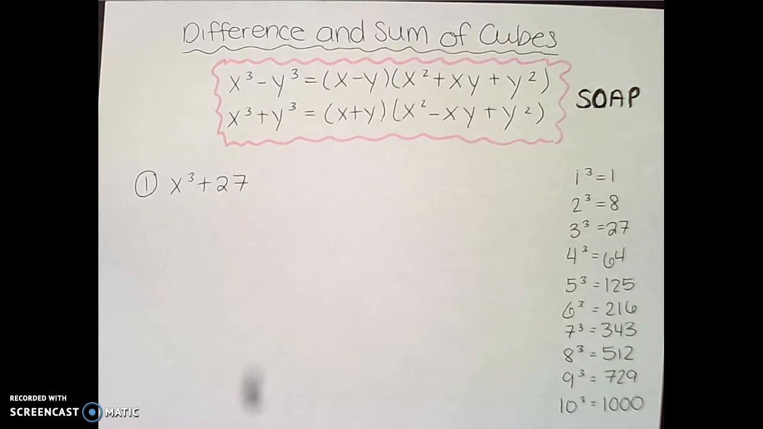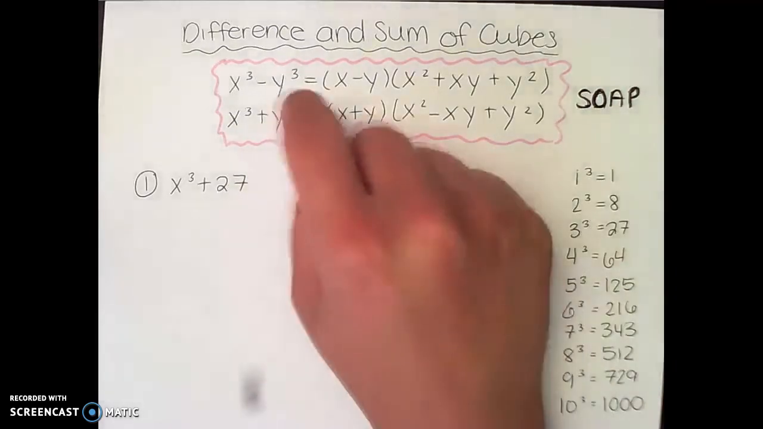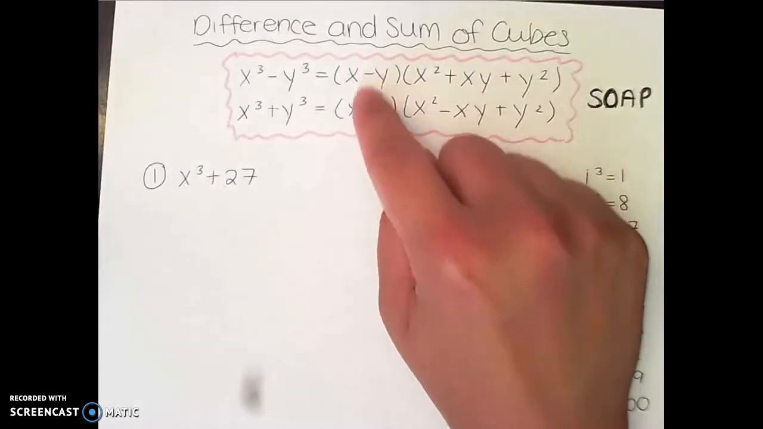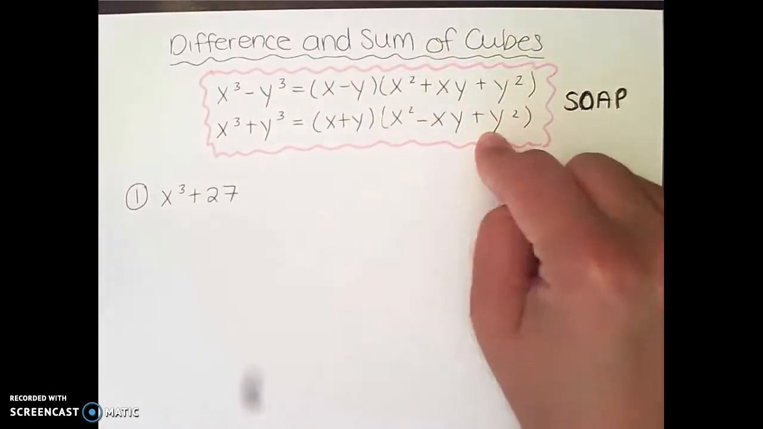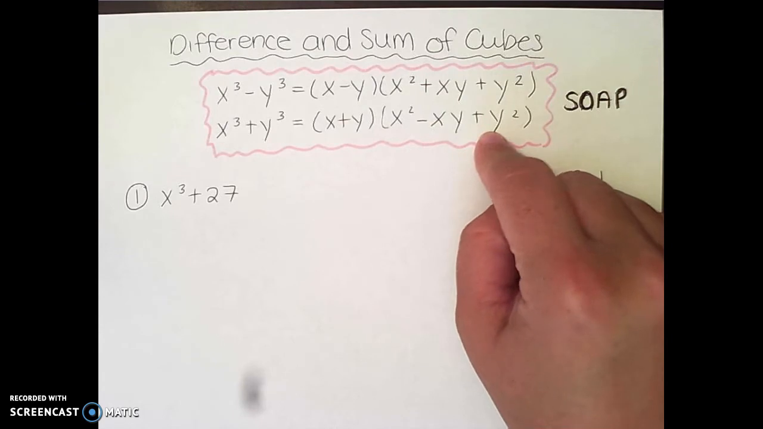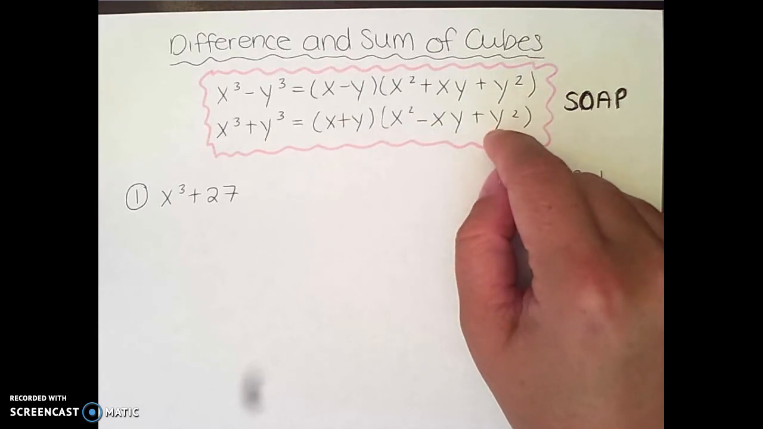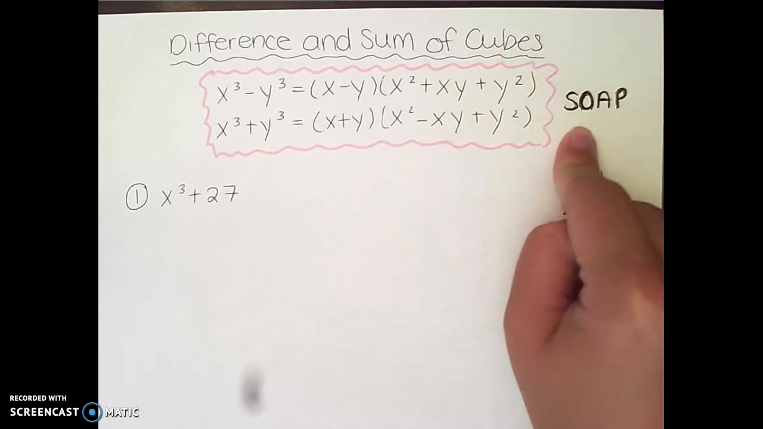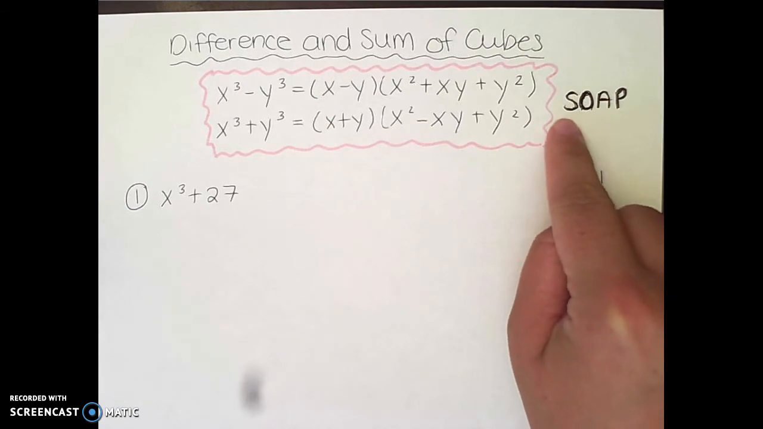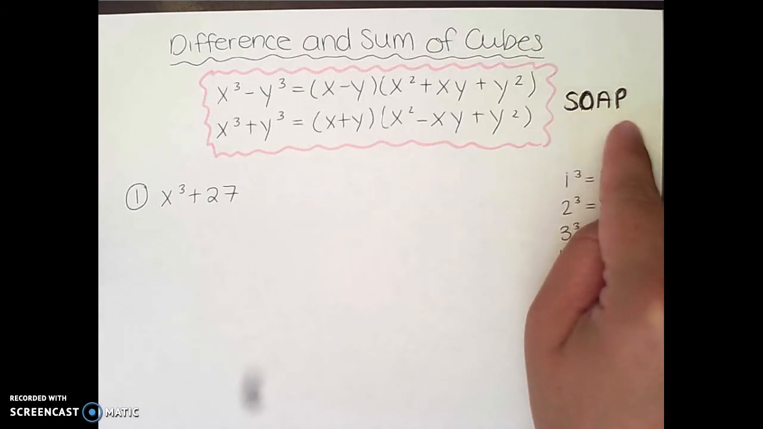And if you think back to the difference of squares that we did in the last video, we can only factor the difference of squares. For cubes, we can factor the difference or the sum of cubes. And if you compare the two forms, really the only thing that is different is in the signs. And we have a tool to help us remember the signs. It's called SOAP, and that stands for same, opposite, always positive.